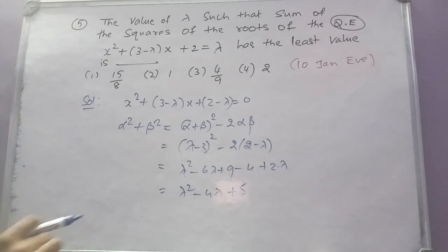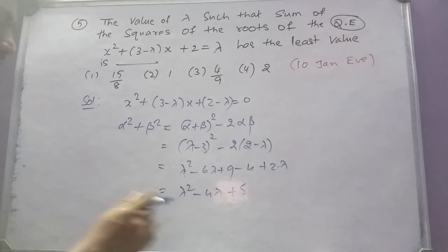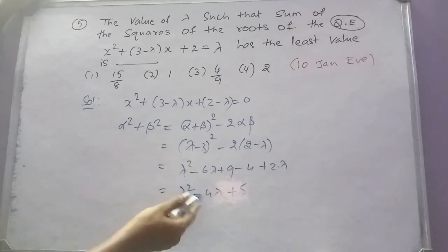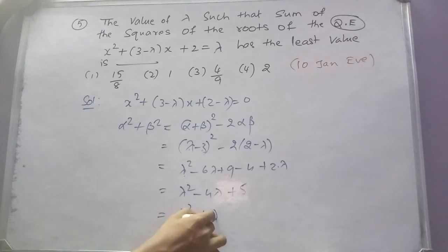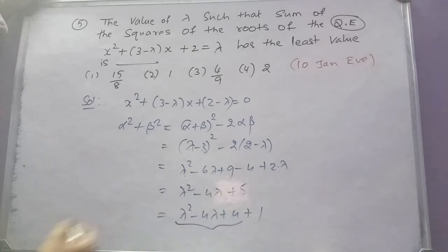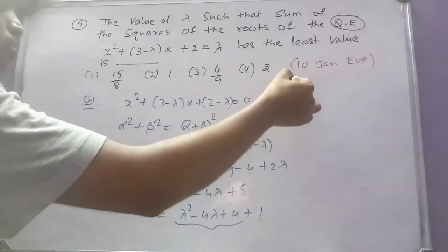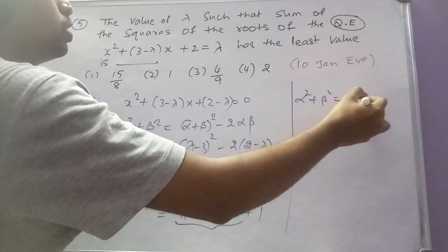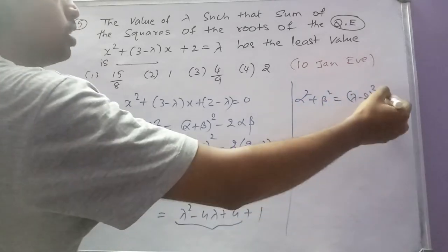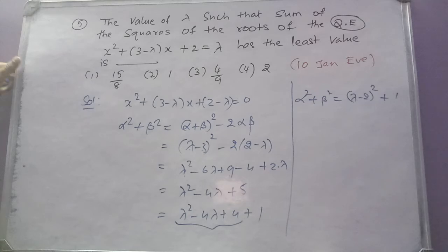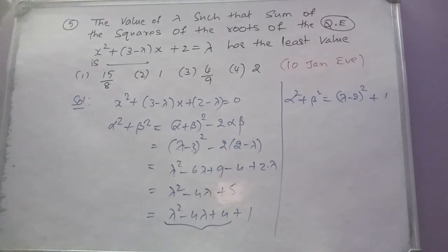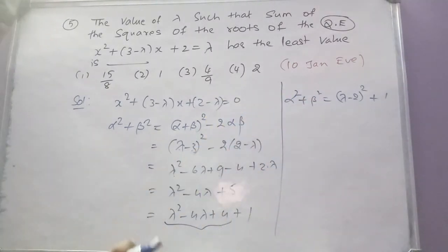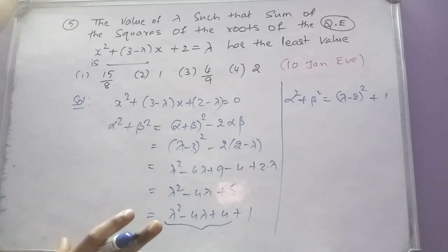Using the method of completing squares, you can go in two ways here. First, let me try using the method of completing squares. So this is a perfect square, (lambda minus 2) whole square, right? So alpha square plus beta square is equal to (lambda minus 2) whole square plus a constant 1. And he is asking, alpha square plus beta square is minimum for a certain value of lambda, so what is that value of lambda?